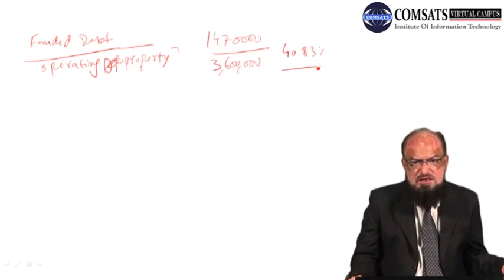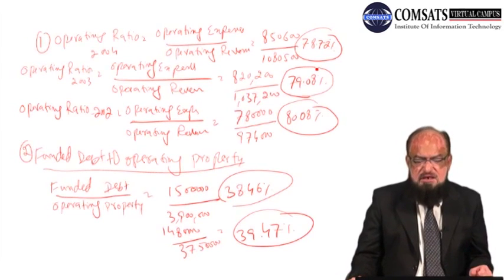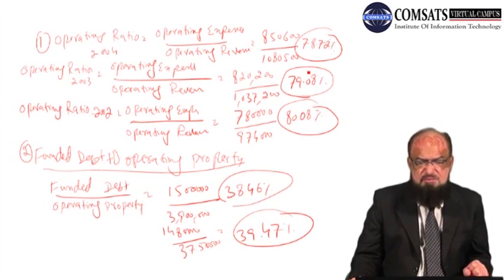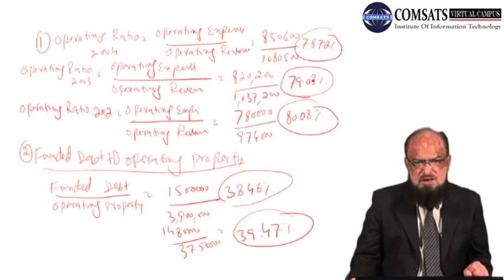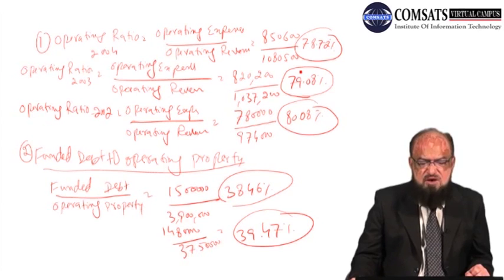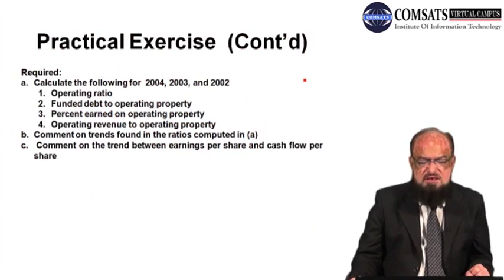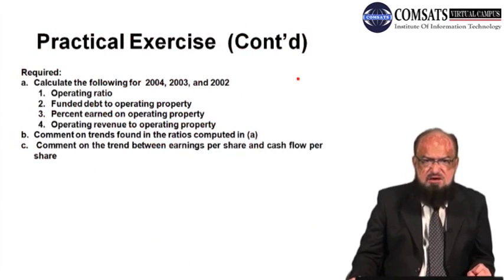So dear students, if you can see, the trend basically shows that funded debt to operating property has decreased in 2004 compared to 2002. This is not a good sign for the business. Now we will calculate another ratio.